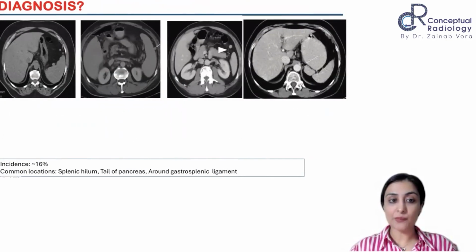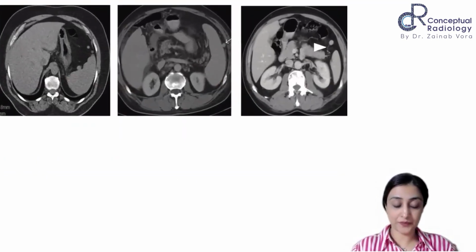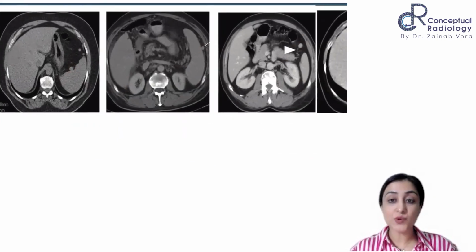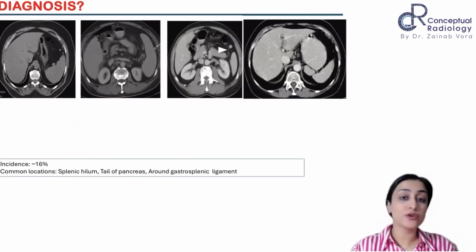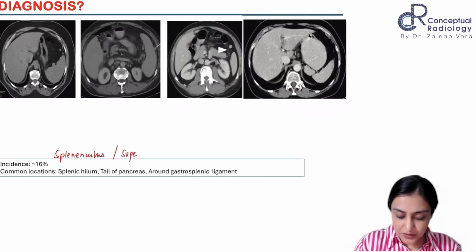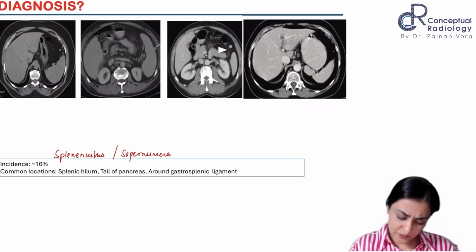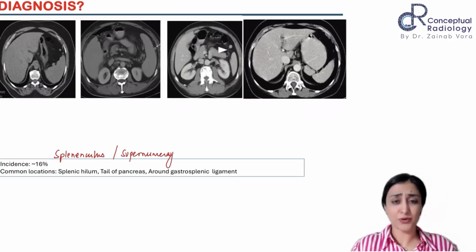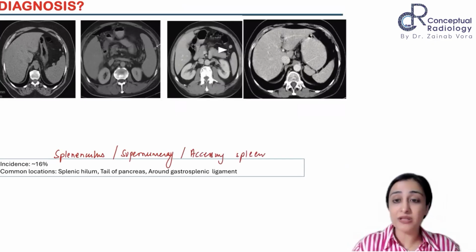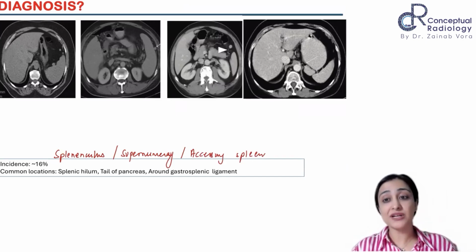So now we talk about this. Look at all of these cases and tell me what's the diagnosis. This is something you very commonly see around the spleen, right? So what is this? Correct, this is a splenunculus, or we can say accessory spleen, right? So these are splenunculi or splenunculus, which is a supernumerary spleen, or an accessory spleen, right? So this is what we see. Very common. Incidence is 16%, right? So this is pretty high.